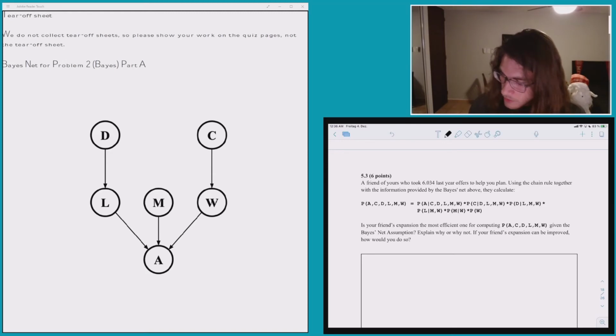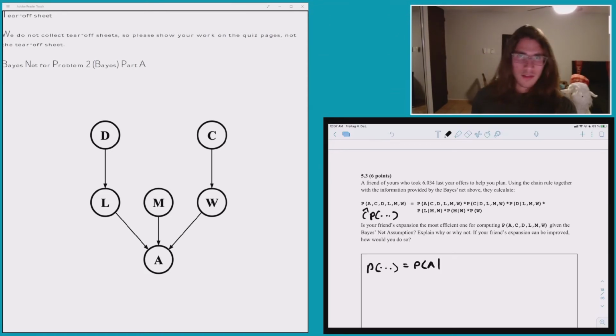Okay, so I'm going to say this is P of that mess. I don't want to have to write it more than once. The trick with these chain rule expansions in Bayes nets is to start in reverse topological order. So you start from the bottom and then you go up, and typically I go up by levels, and I'll show you what I mean.